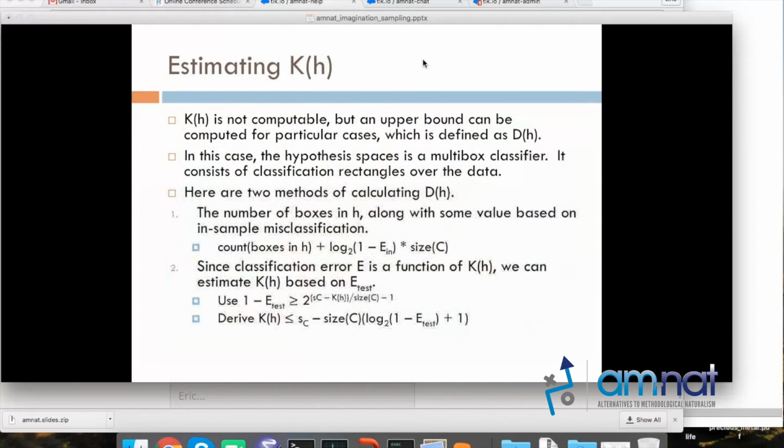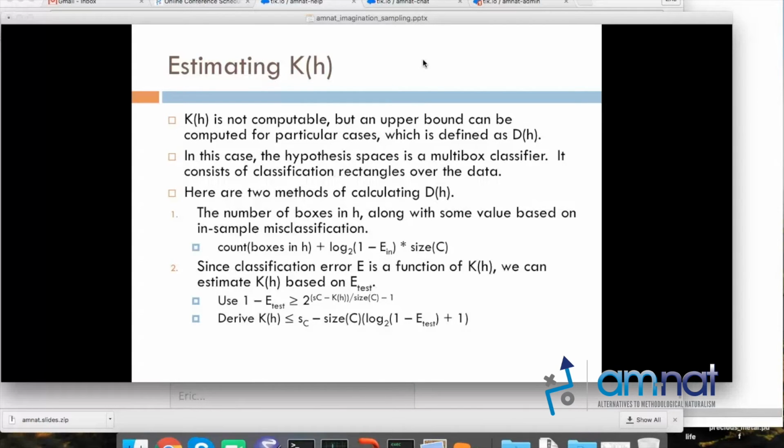Okay. All right, so estimating Kolmogorov complexity. Kolmogorov complexity is not computable in general, but for particular cases you can calculate an upper bound. That's what our compression algorithms do when you compress things down into a zip file and such. So we already know that we're using a multibox classifier. So a really simple way to calculate an upper bound on your multibox hypothesis is to count the number of boxes. The number of boxes times some constant is going to be an upper bound in your compression. You're not going to get much bigger than that.